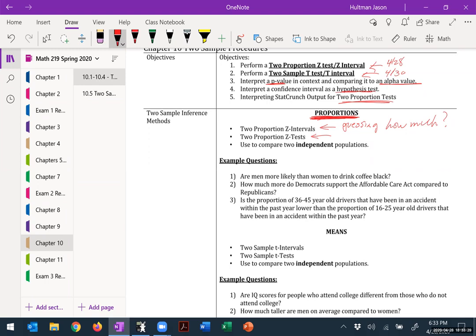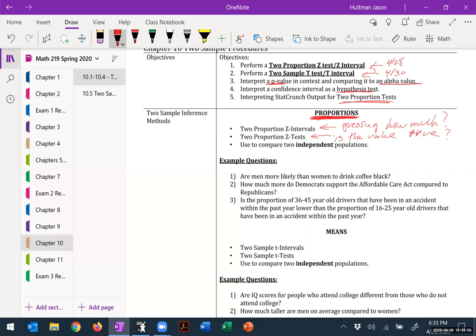The 2-proportion z test is a hypothesis test, and here we're not guessing how much, we're saying, is the value given true? Different questions. For the intervals we're guessing how much, and for the z-test we're asking, is the value true?